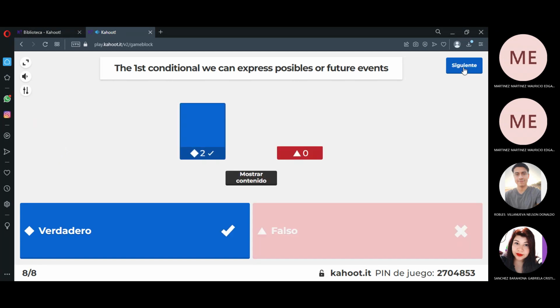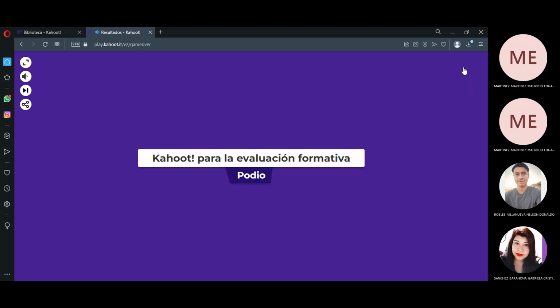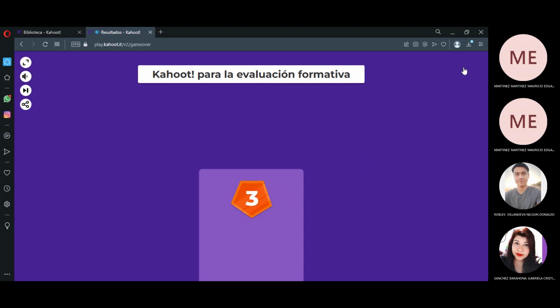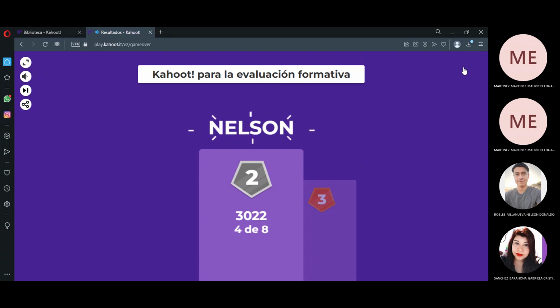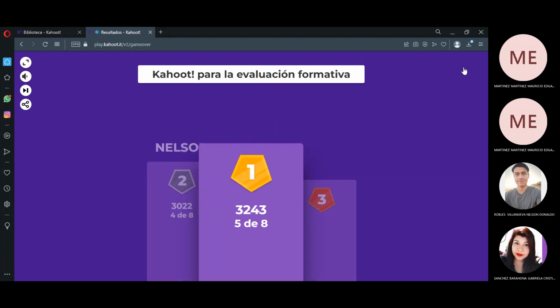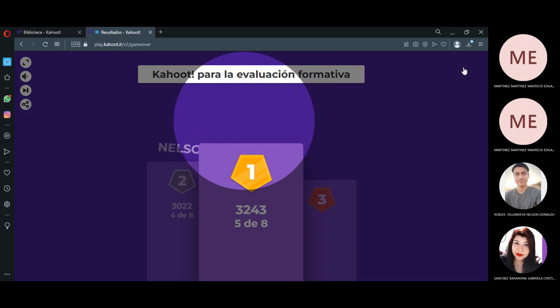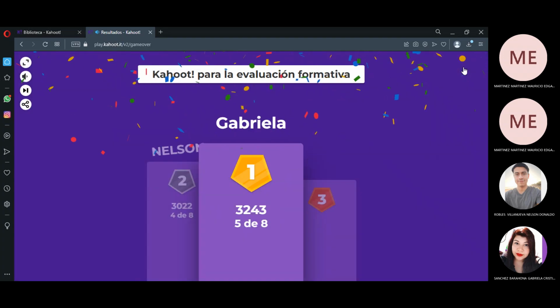That is completely true. So that means that you guys know what is the real meaning of the first conditional. We can express possible future events that could happen and not may happen. And so let's see how the score was. Nelson is in second place. And the first place was for Gabriela.